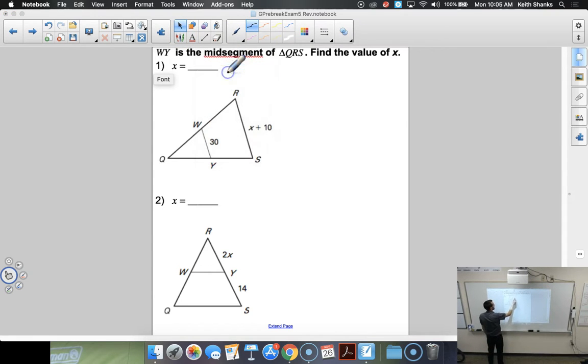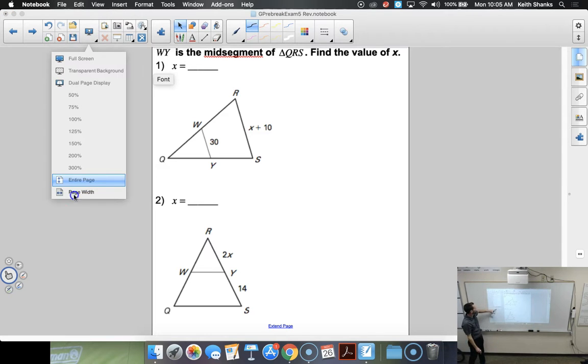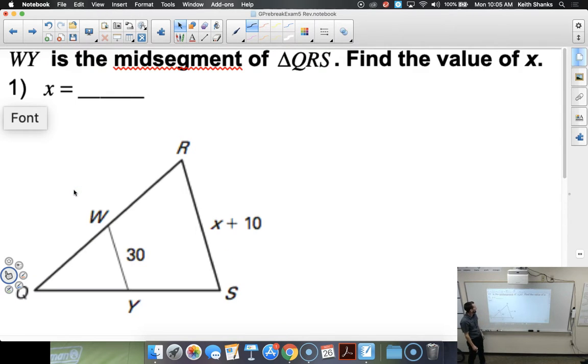So this one right here, WY, let's make that a little bigger. That's not a little bigger, but it is the mid-segment. So what does that mean? It starts at the midpoint of each of the sides. These are midpoints right here and right here, and it's half of the bottom. So this thing right here is half of this thing.